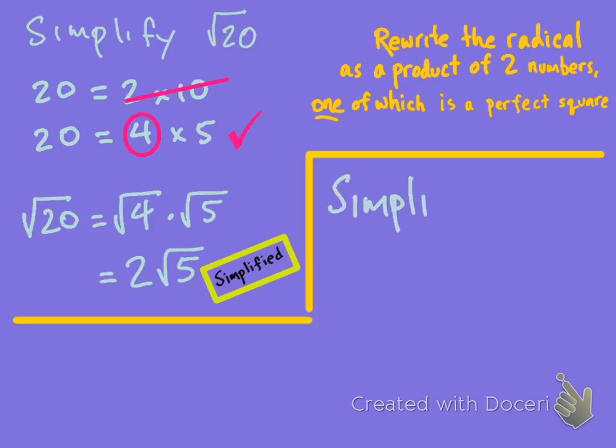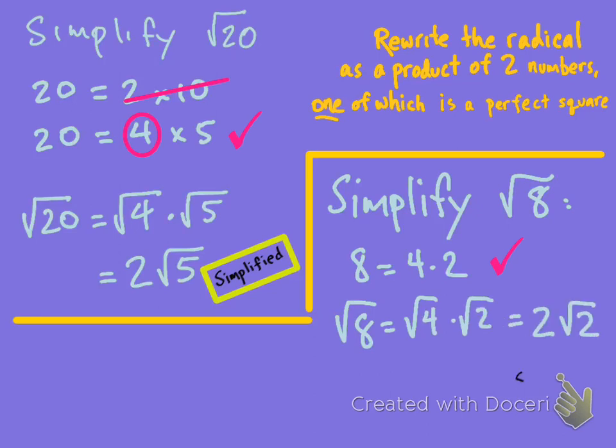Let's try another one. Let's try the square root of 8. This one's a good one. I hope you watch this one. Well, okay, 8 is 4 times 2. So that's, again, a perfect square of 4 there. So that simplifies down to 2 root 2. All right? Okay, so there's a couple of examples here to start you off.